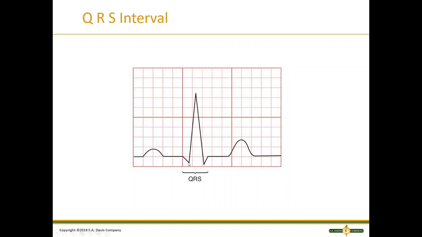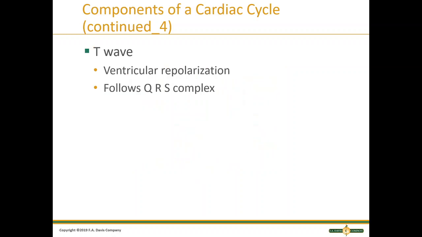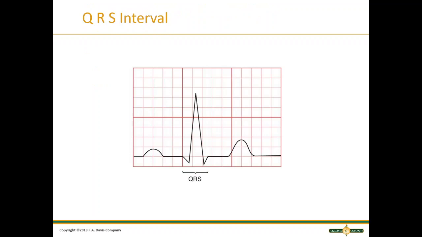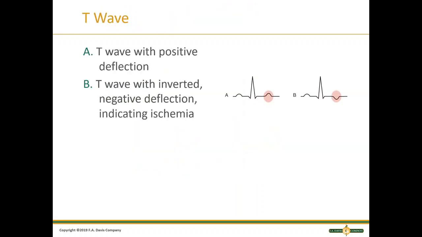So this is the Q, R, S, okay? And then this would be our T wave here. T wave, ventricle repolarization. This follows the QRS wave. So what did I just say? This is the QRS, and then the T wave is over here, which follows the QRS wave. So there you go.